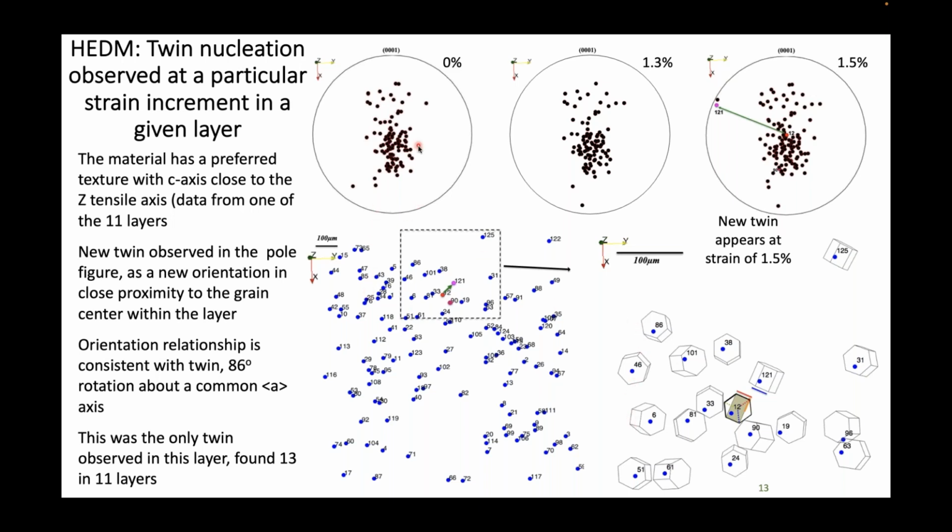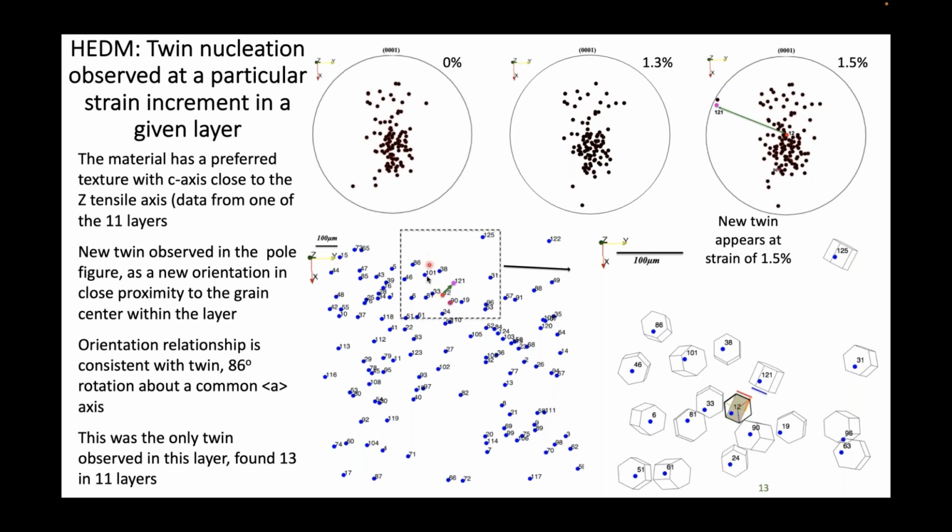So here is a C-axis pole figure from one layer. At 0% strain, there's a collection of grain orientations, and then it's pretty much the same after about 1.3% strain, but at 1.5% strain, there's a couple of twins that popped into view, and they remained there for larger amounts of strain. And if we take those same orientations and lay them out spatially, then we see that there's a twin and there's a parent grain, and they're very close to each other, which is a good sign that it's a good measurement.